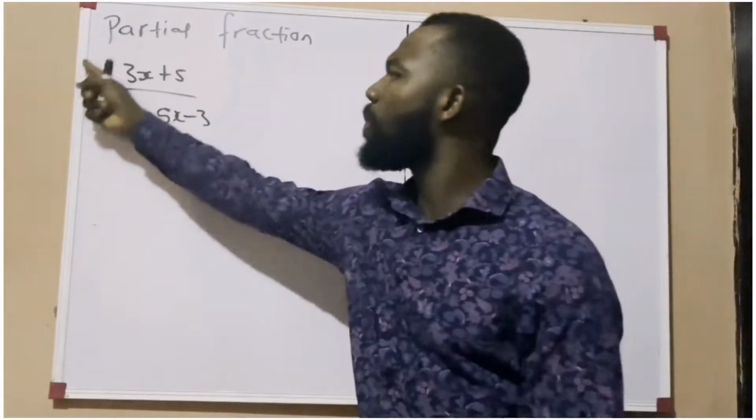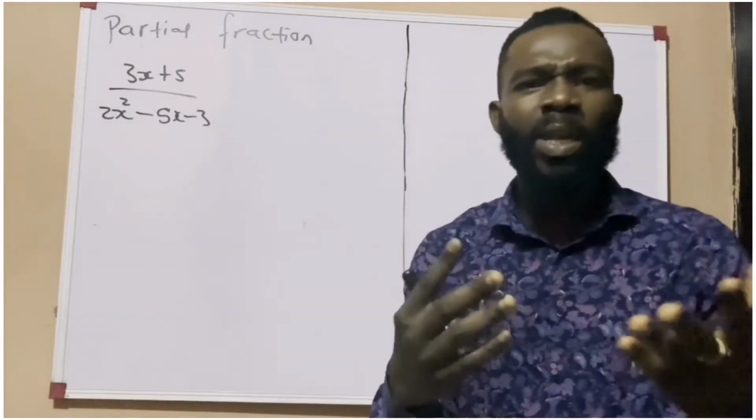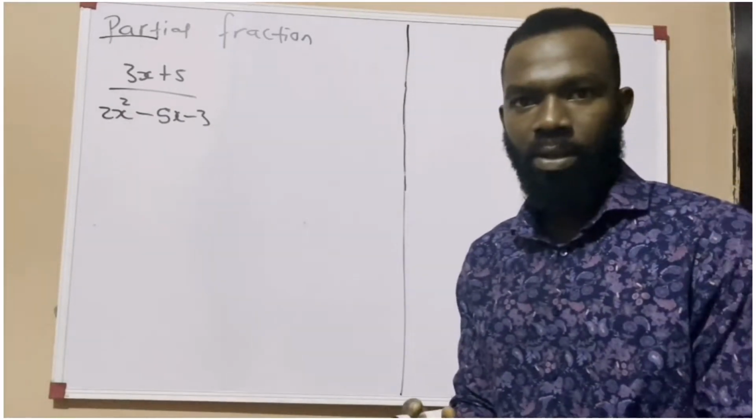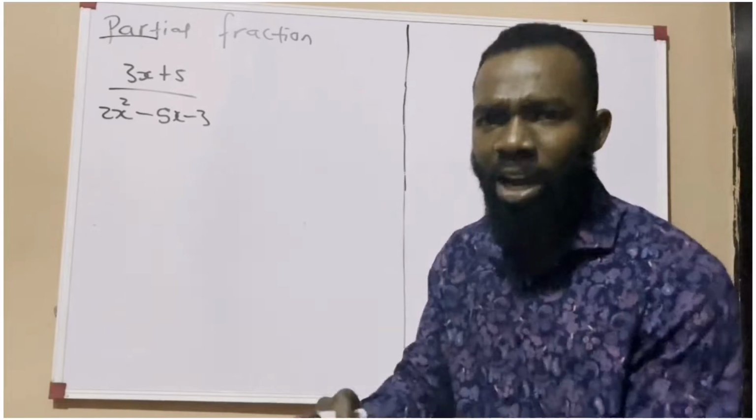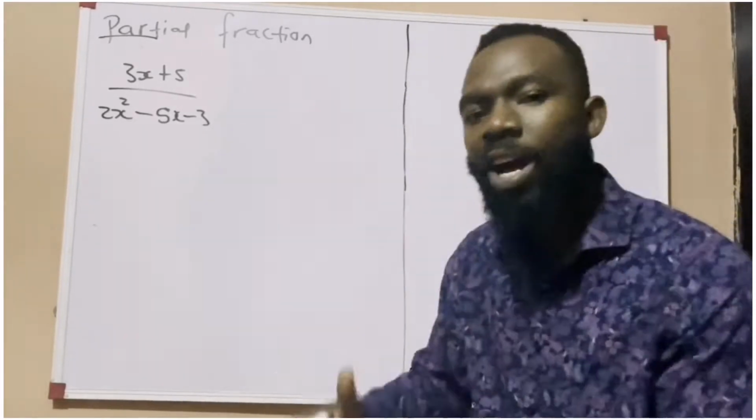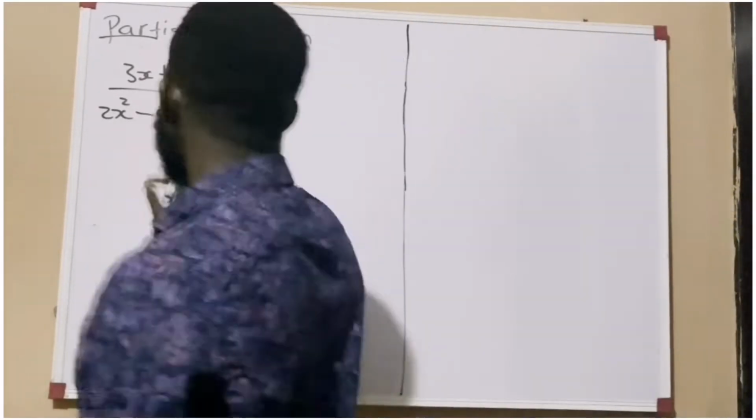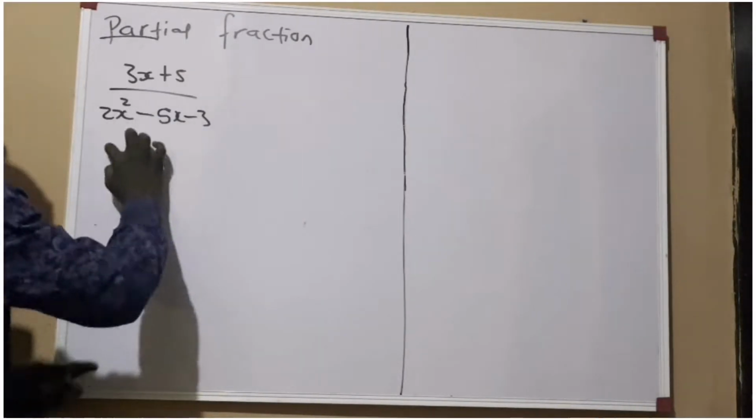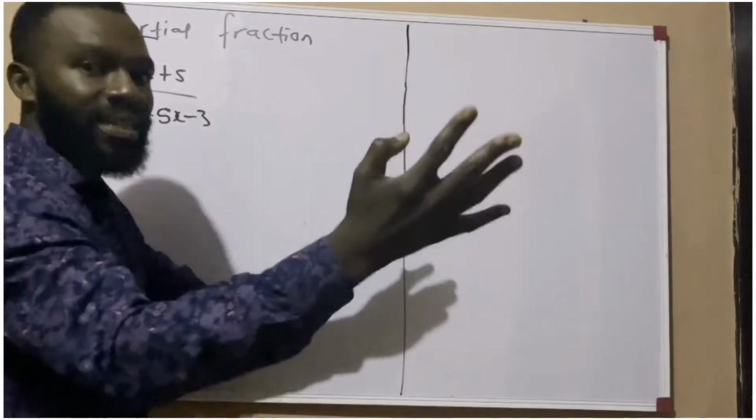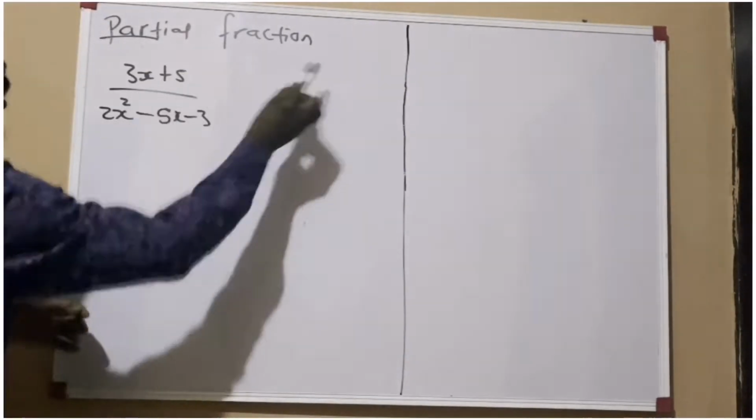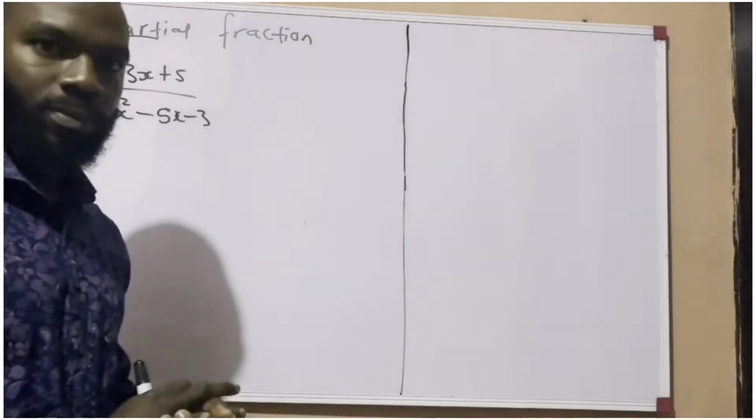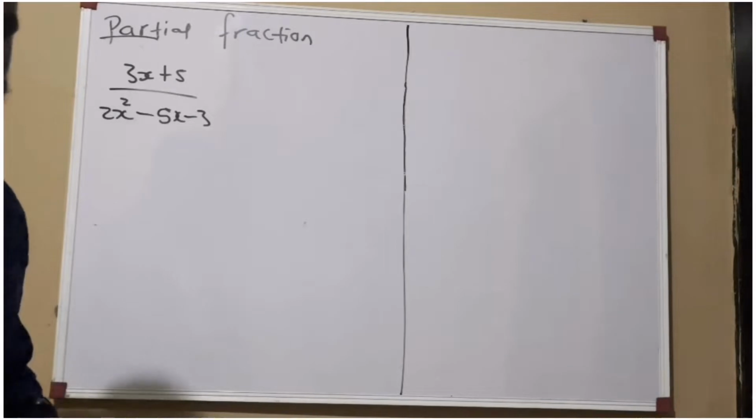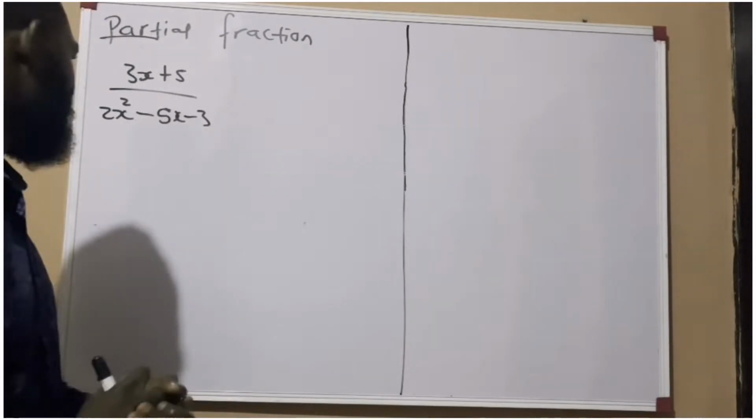Now before I solve the problem we have on the board, what do you understand by the word partial fraction? From the word partial, it means not a whole. A partial fraction is the fraction that is used to decompose a rational expression. What we have here is a rational expression. This rational expression can be represented in parts. These parts are referred to as what? Partial fractions. So we shall be seeing how we can do that using this question. So sit back and relax.